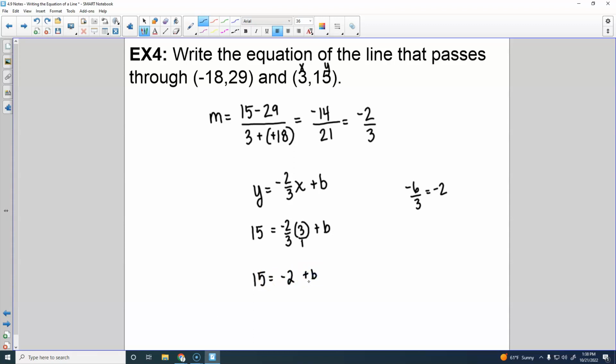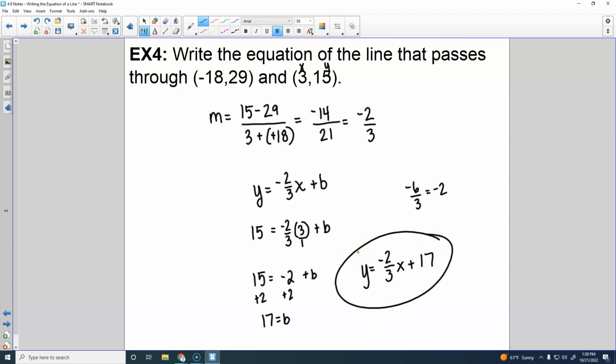And then what do we do from there, Haley? Okay. And what's that going to give me? Good. That's our y-intercept. So, Haley, what does the equation look like? What is our equation? Perfect. Okay, questions?